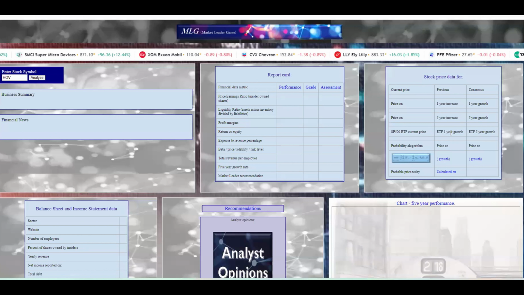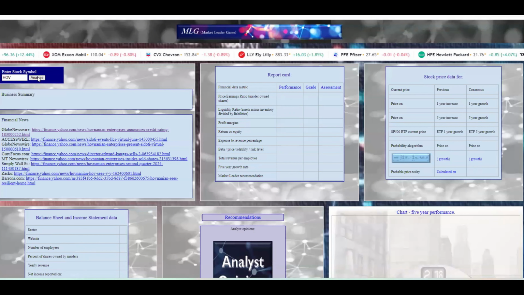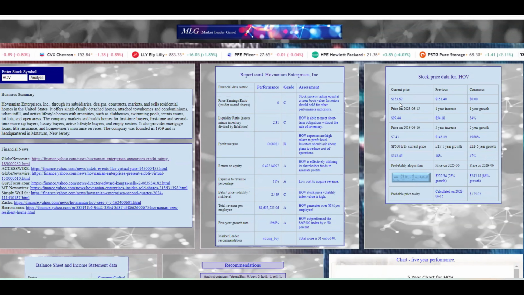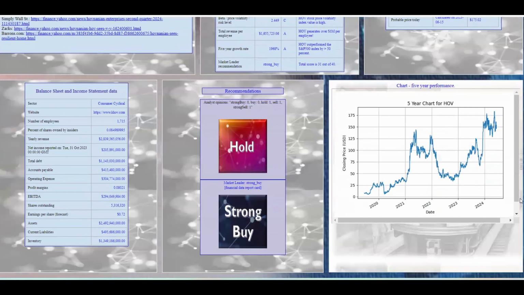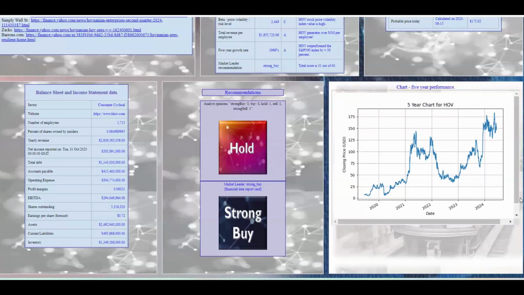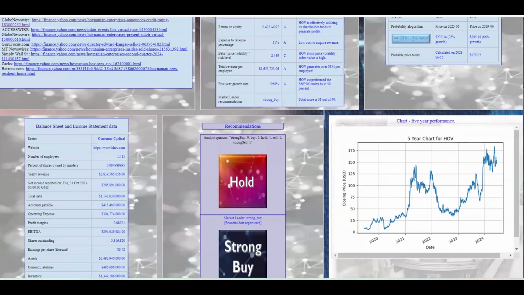This is the interface for the Market Leader game software, where you pull data for one individual stock symbol. I'll show you one of my favorites as an example, HOV. The data that I use for my analysis is in the square on the far right. That's the price data analysis. In that block, you will see the current price, last year's price, the predicted price using historical data, a lot of good information. You see the 5-year chart, and then the financial analysis recommendation on whether to buy, sell, or hold.